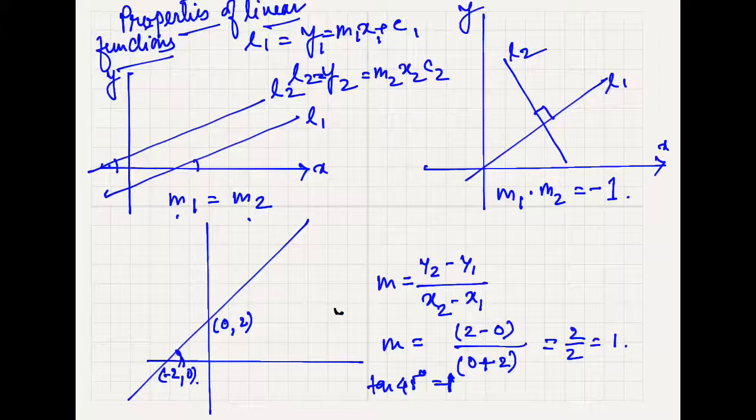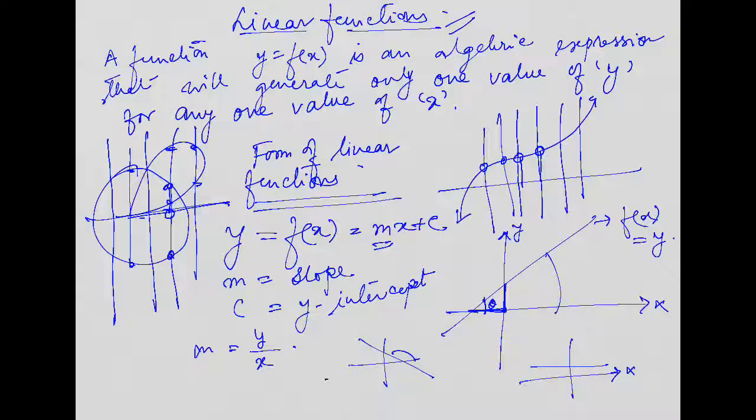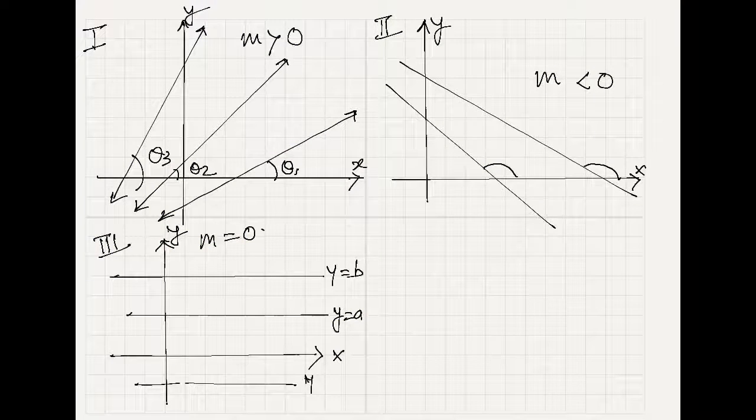So this is y equals a, and this is y equals b, and this is y equals minus c. All are parallel to the x-axis. So we have three cases when we are graphing a linear function.